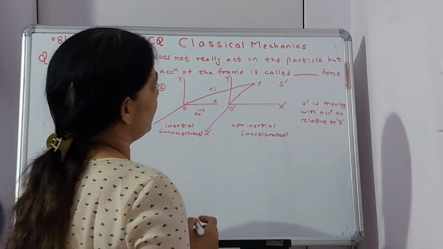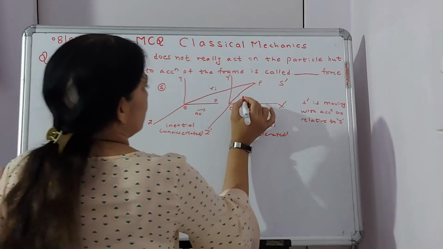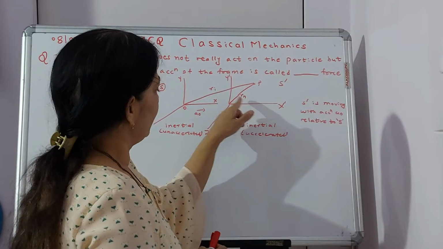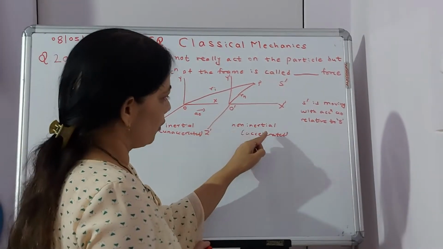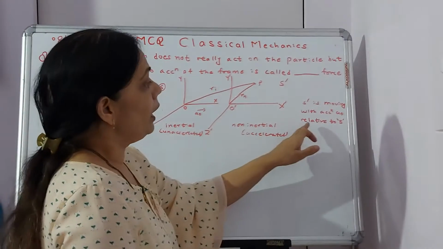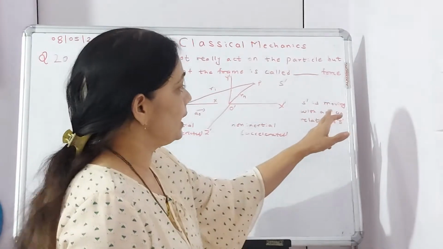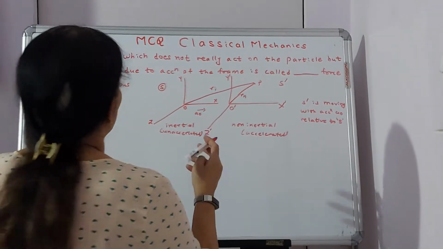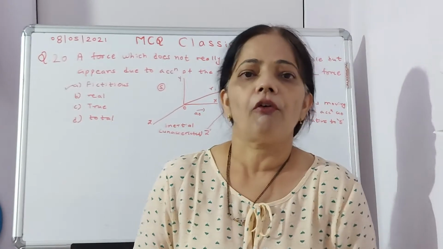I took a point P over here in the frame S dash, and my job is to write the value. So here I write Rn. If you join O dash to P, that is Rn, and O to P is R. So I know that this inertial frame is unaccelerated, and the non-inertial frame is accelerated. So the S dash frame is actually moving with acceleration A0 relative to S. That's why the force which does not really act will be called, in short, a pseudo force or the fictitious force. This is the basic definition of the fictitious force.